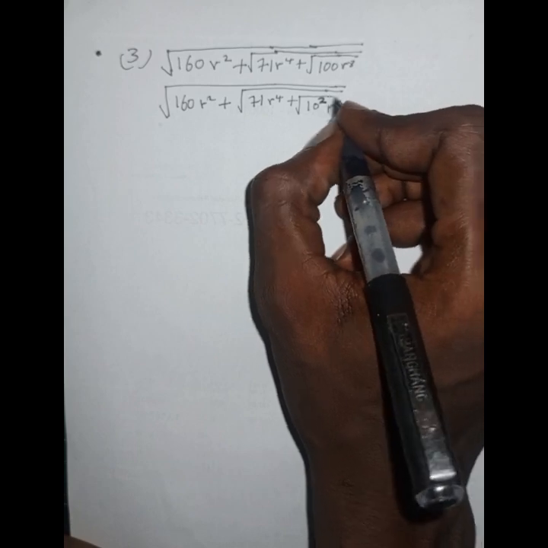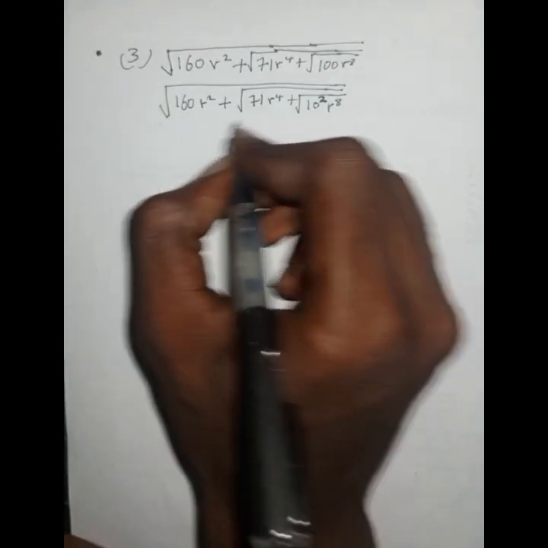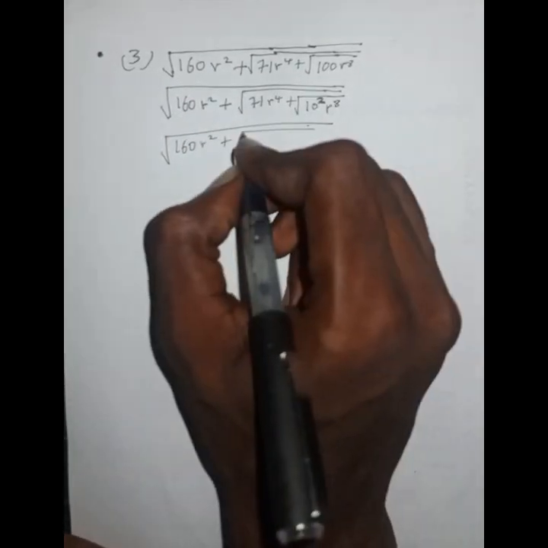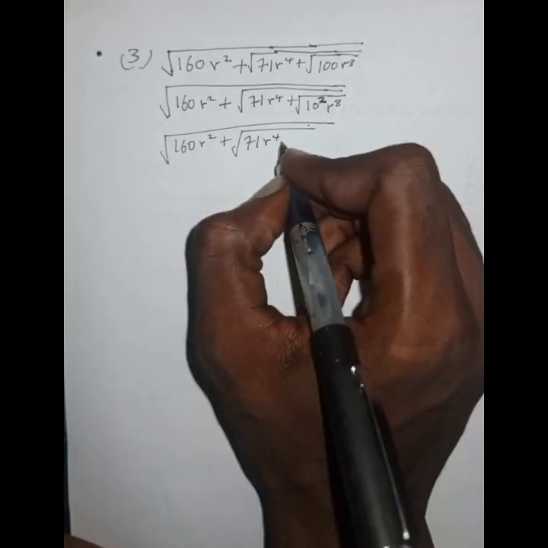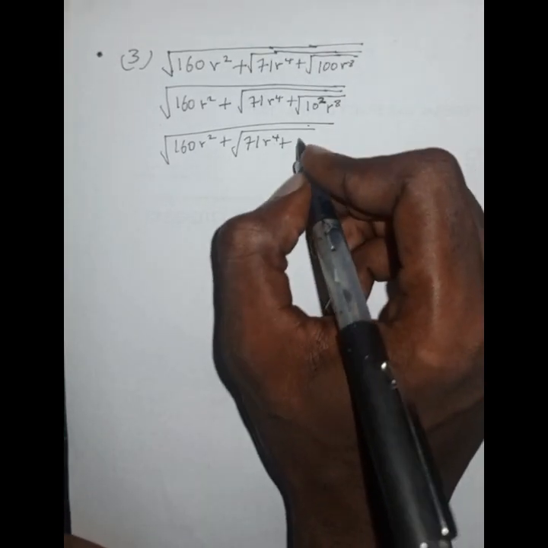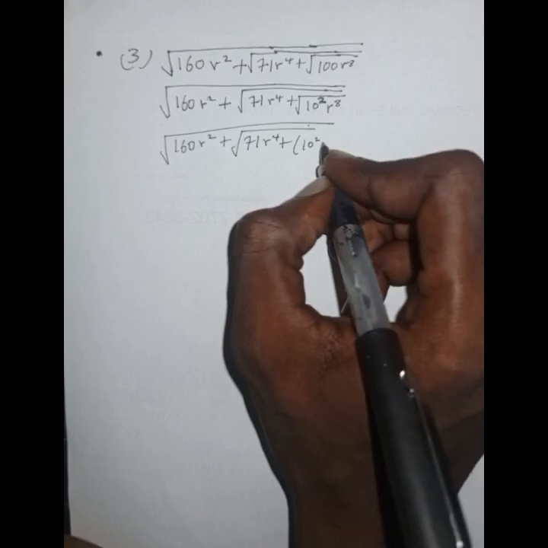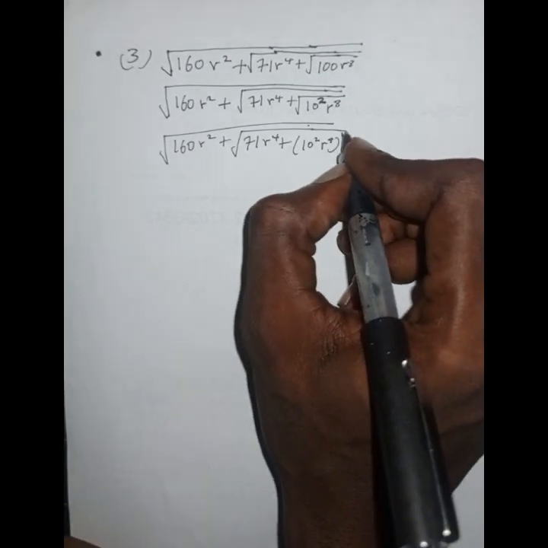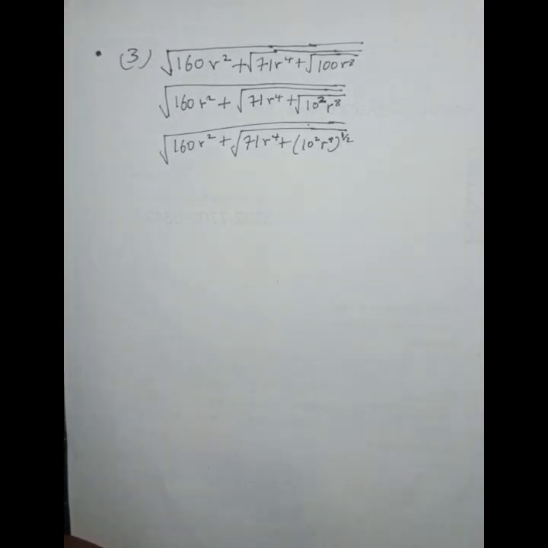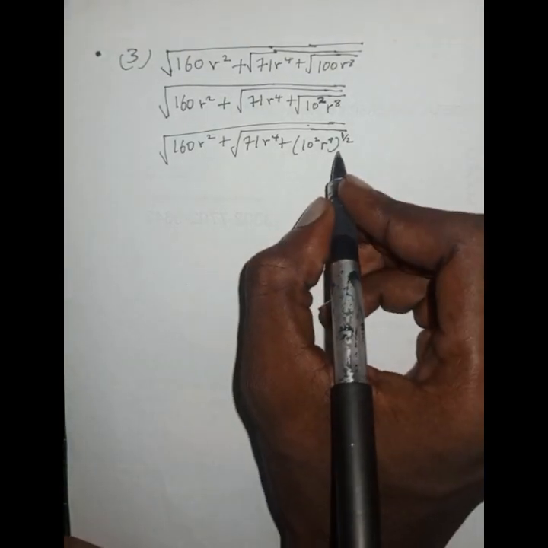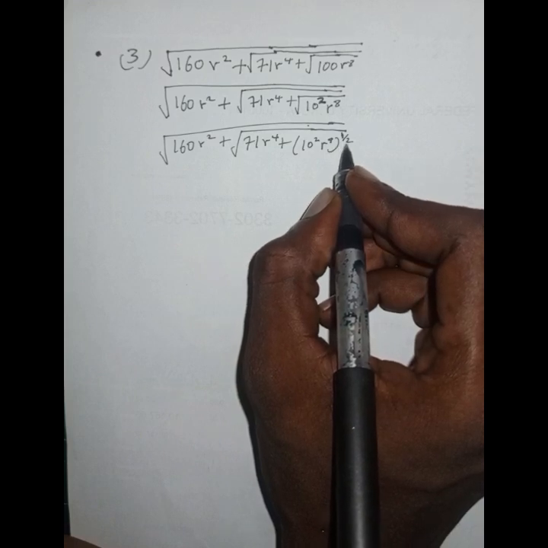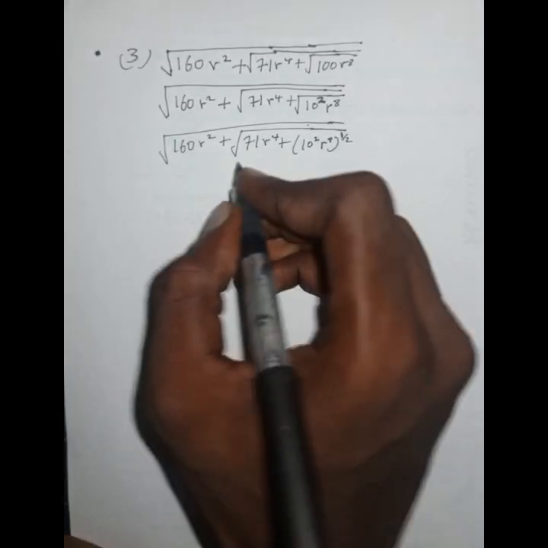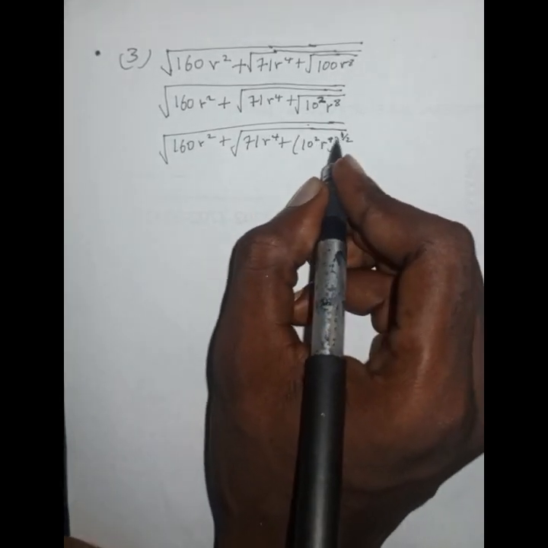So I have r raised to the power of 8. Now we know that I can rewrite this. Let me bring back my big root: root of 160 r squared plus root of 71 r to the power of 4 plus, I can rewrite this as 10 squared r raised to the power of 8, and then 1 over 2. Recall that I said in my previous video, we already sorted this out, that the roots can be rewritten as the power of 1 over 2. For example, square root, so that's how I wrote this as raised to the power of 1 over 2. Now, since I have this, I can simply multiply the powers.